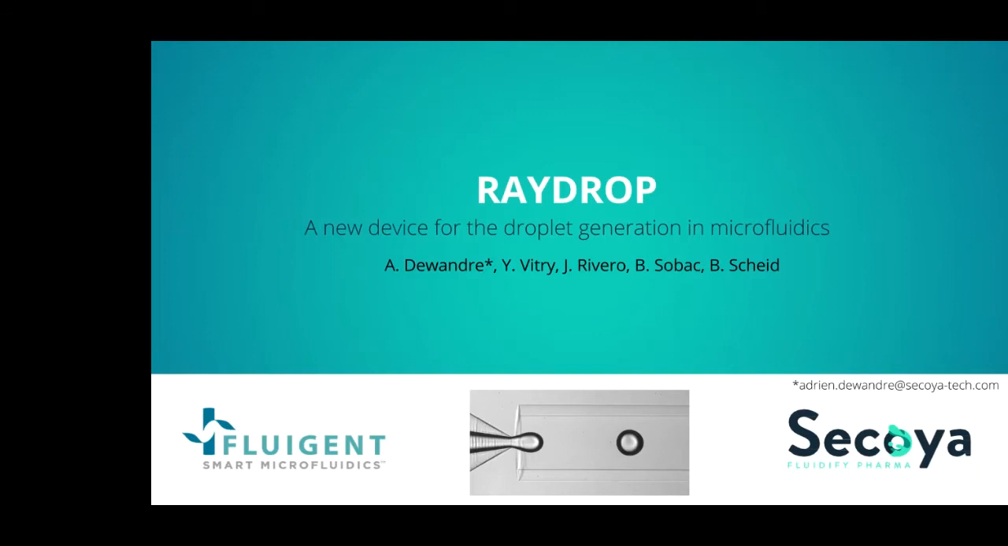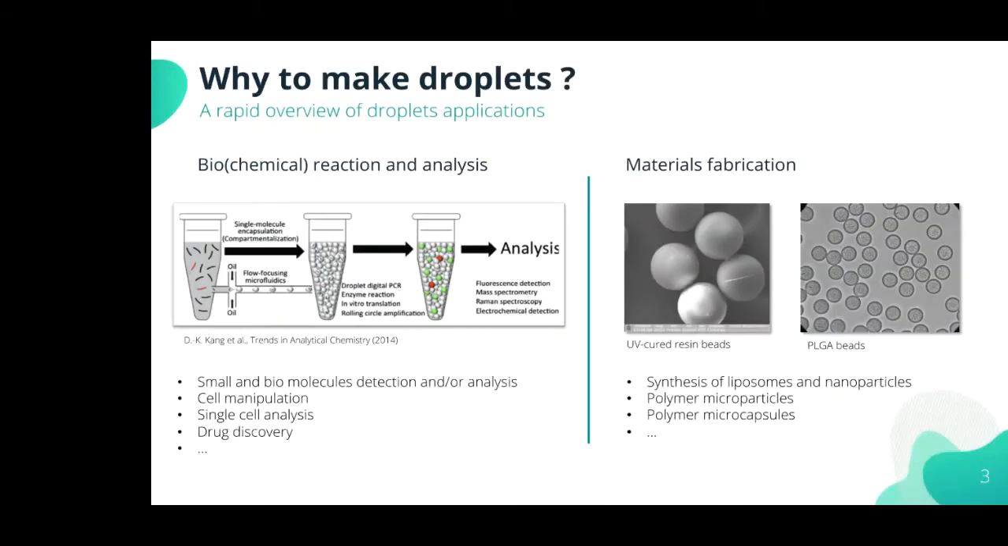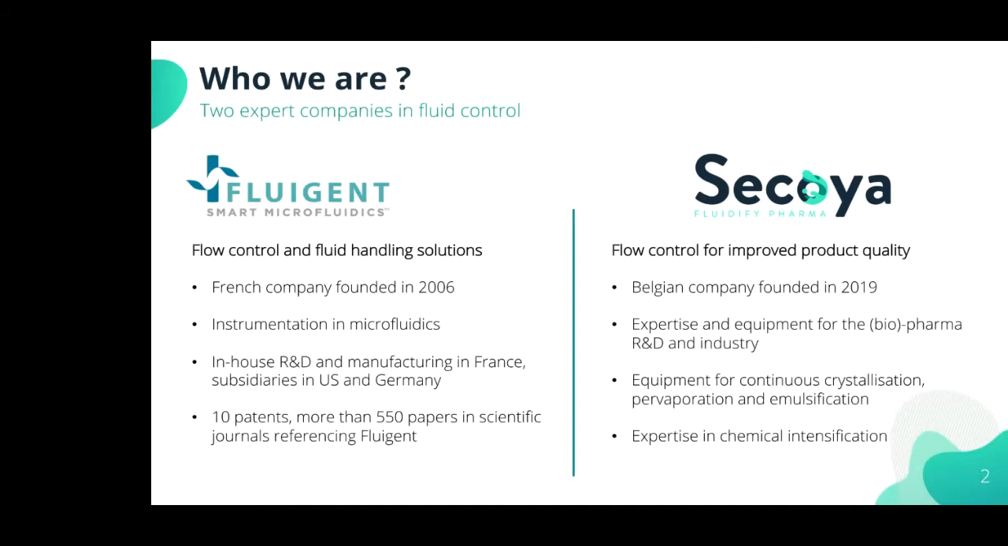First, let me introduce the two companies involved in the preparation of this webinar, Fluigent and Sequoia. Fluigent is a French company providing instrumentation for fluid control in microfluidics, including pressure control for the precise and stable control of microfluidic feeding for devices. They are present worldwide, and their instruments are used daily in most microfluidics labs, I think.